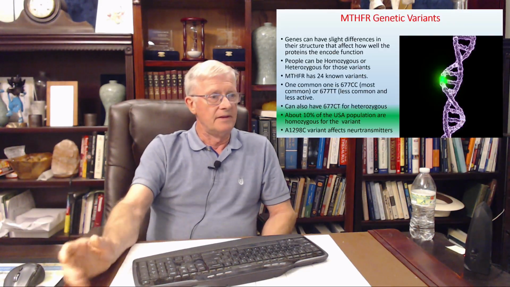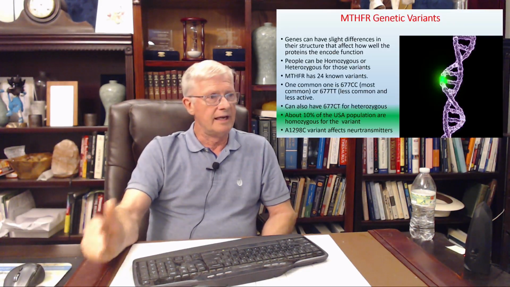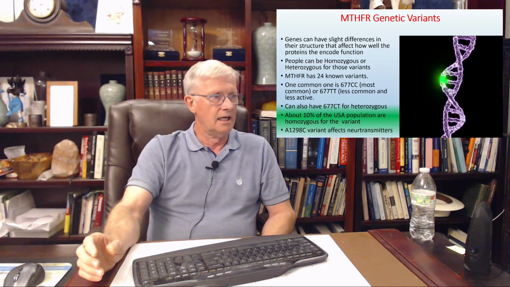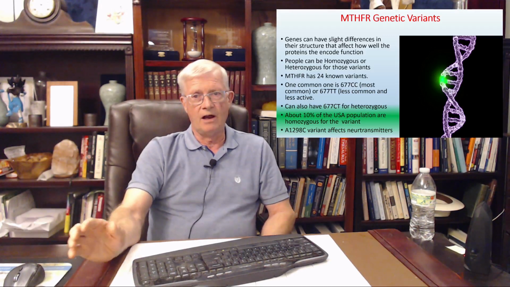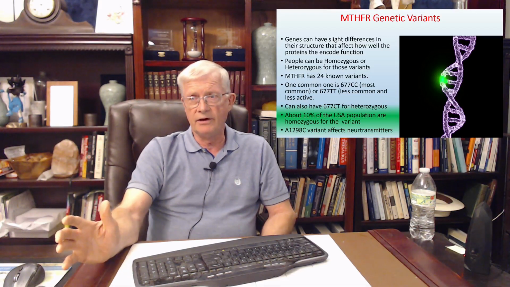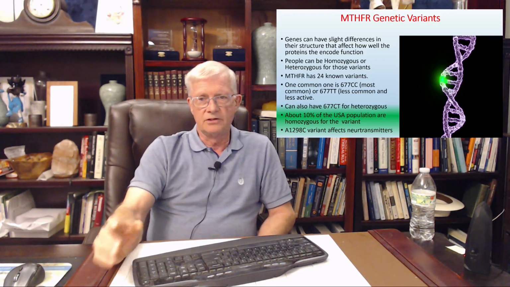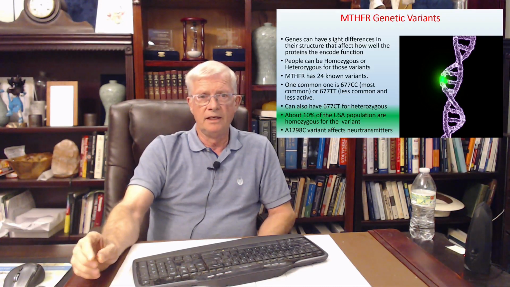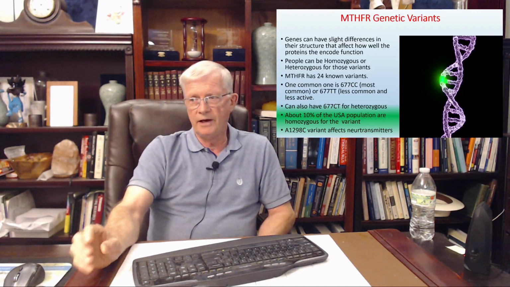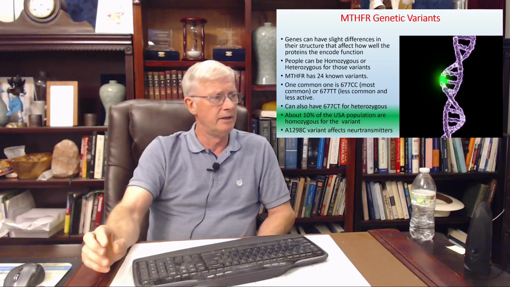Now, can this get out of whack? It absolutely can. MTHFR has genetic variants. So does DHFR, dihydrofolate reductase. It has genetic variants too, and actually they're fairly common. However, they don't seem to be quite as destructive as the MTHFR ones. But I suspect if you had variants that slowed down both systems, you'd be in big trouble.